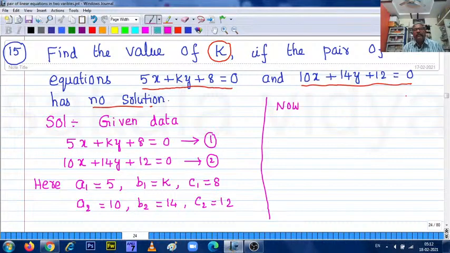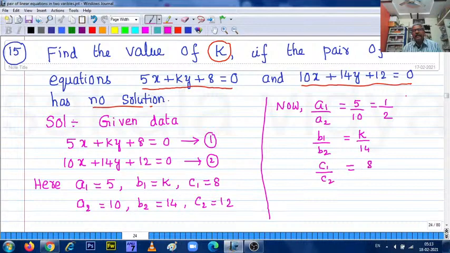So that's a better idea. Now for any problem first you find a1 by a2. What is a1 by a2? 5 upon 10, that will be 1 upon 2. Okay, next b1 by b2 equals to k by 14. So next c1 by c2, that is 8 upon 12, which means 2 upon 3. So it's very clear a1 by a2 equal to b1 by b2 does not equal to c1 by c2 because 1 by 2 is not equal to 2 by 3.